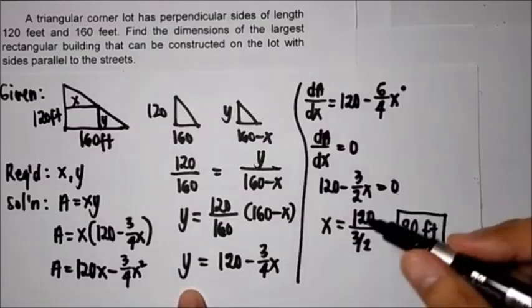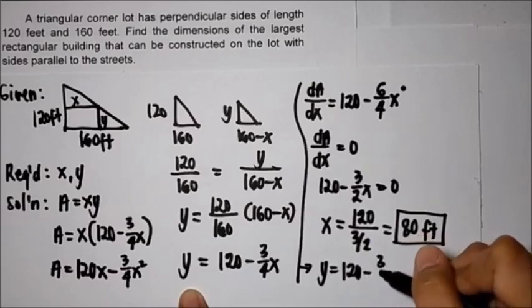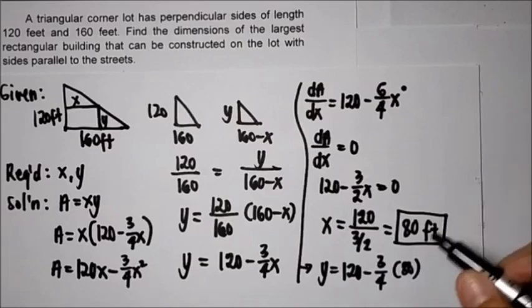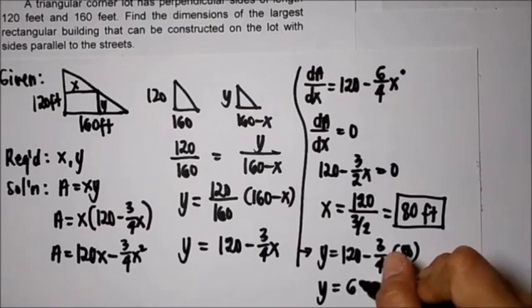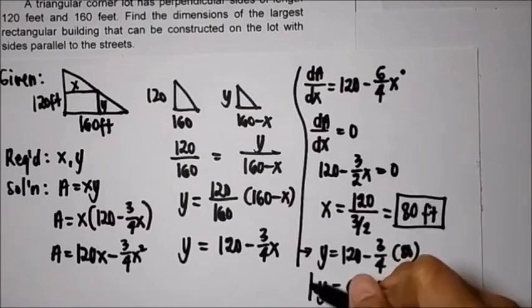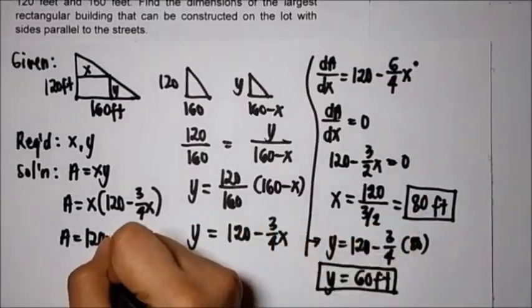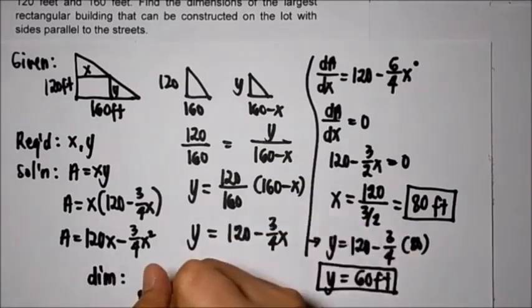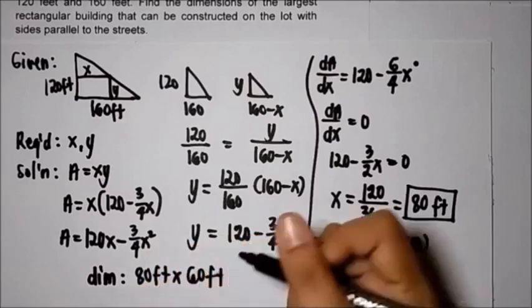We can now solve for the value of y from here. So y is equal to 120 minus 3 over 4 times the value of x, which is 80. So solving for that, y is 60 feet. So we can now write the dimensions. The dimensions of the rectangular building is x by y, so that would be 80 feet by 60 feet.